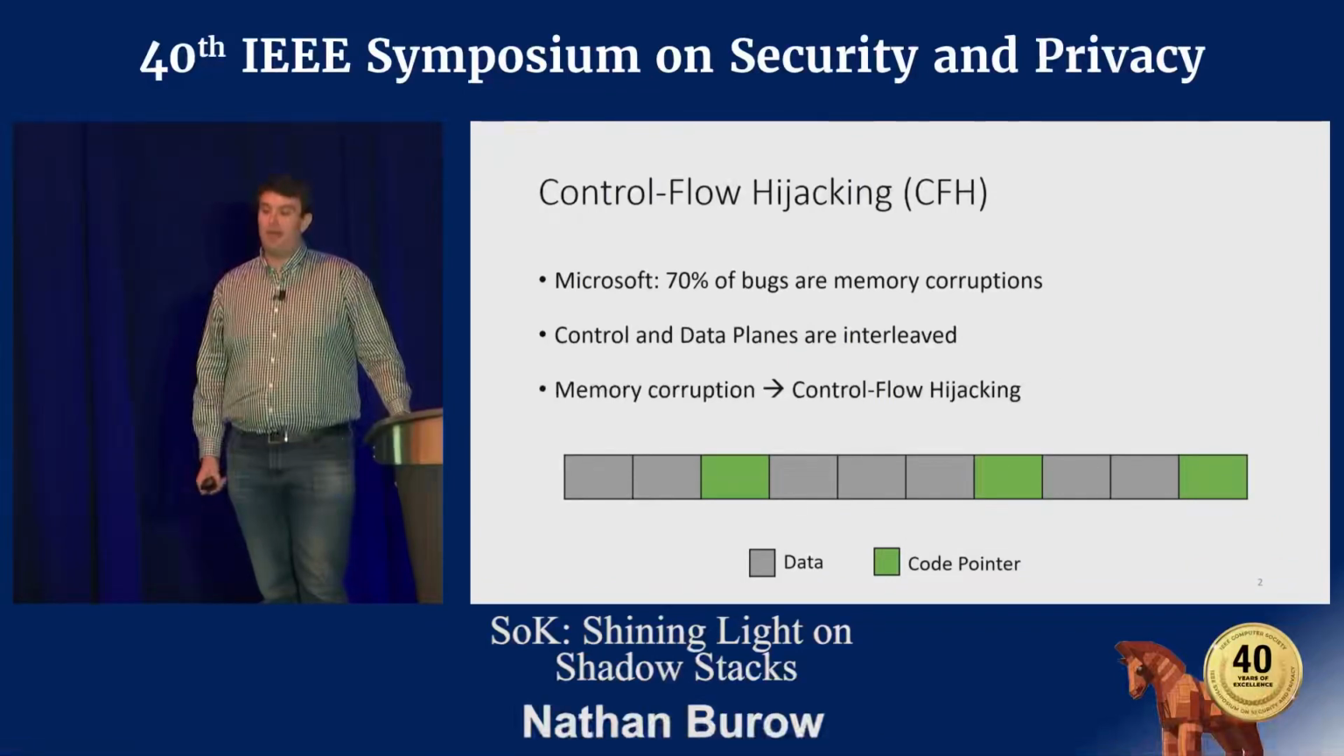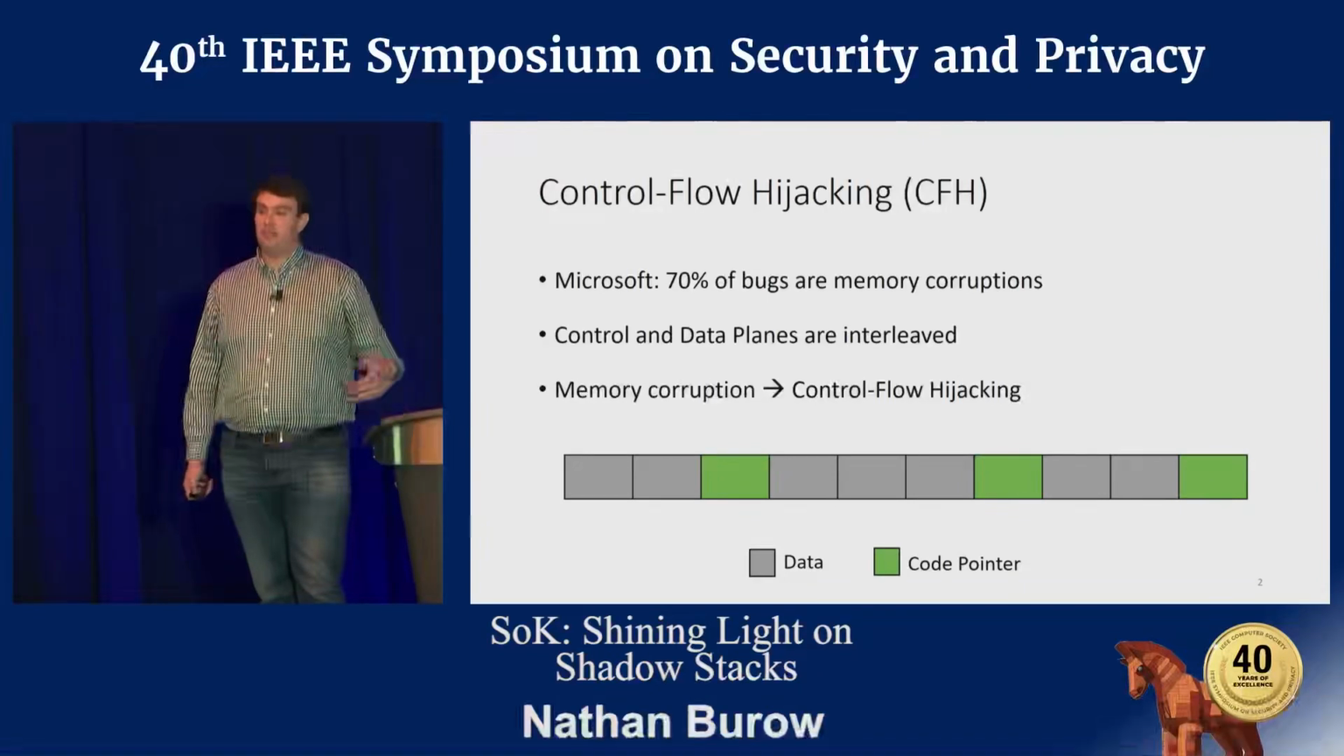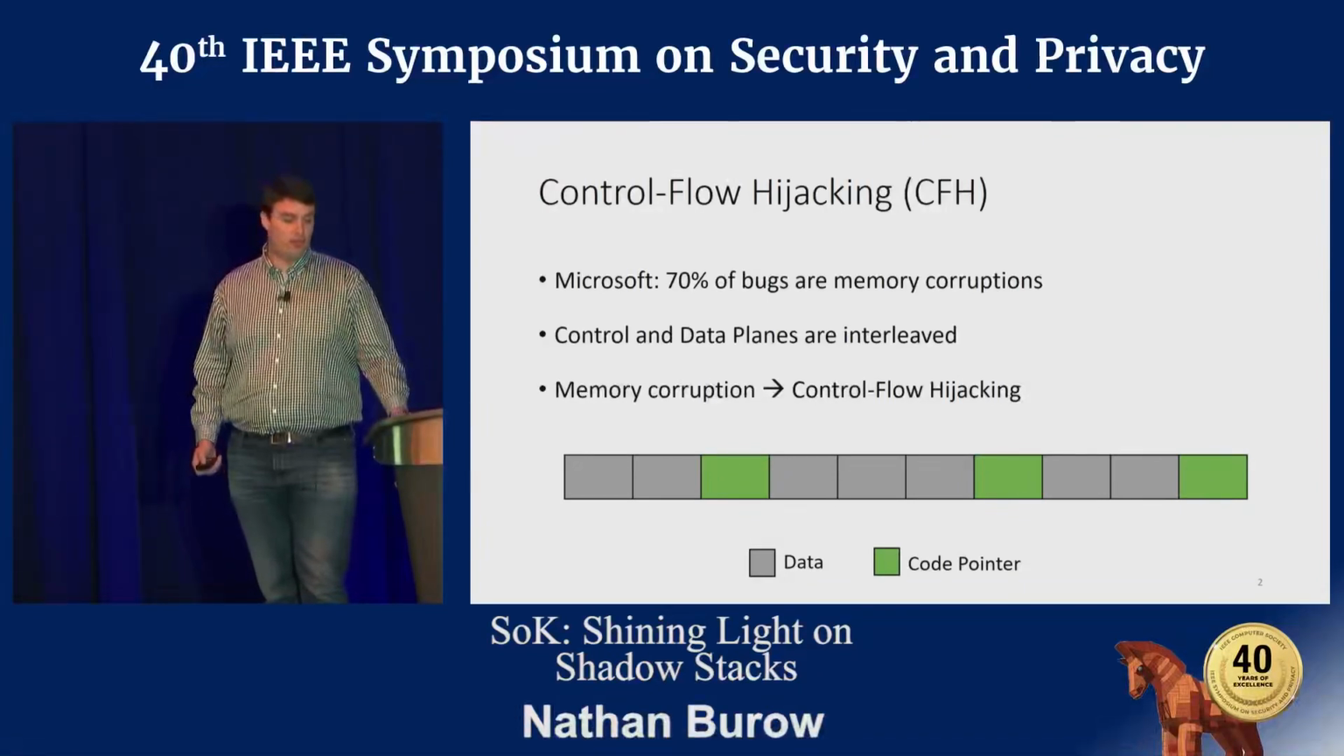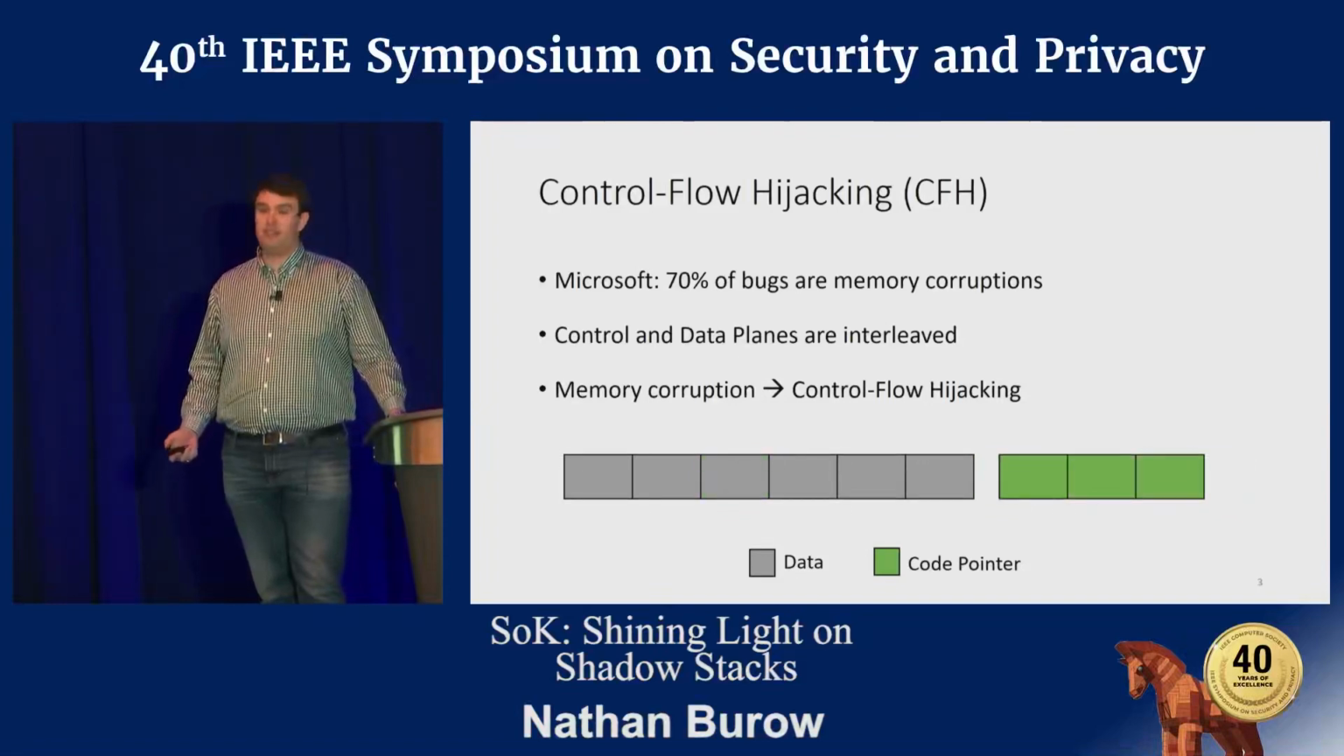So at Blue Hat this year, Microsoft made the interesting disclosure that 70% of the bugs are still memory corruption vulnerabilities. And these bugs are interesting because the control and data planes are interleaved, as I have a little illustration here where the gray cells are data and the green cells are the code pointers. So you can imagine that if you have a memory corruption in your data, it can overflow into a code pointer, which allows an adversary to redirect the control flow of your application. So what we would really like is a defense that allows us to at least logically separate the control and data planes as illustrated here.